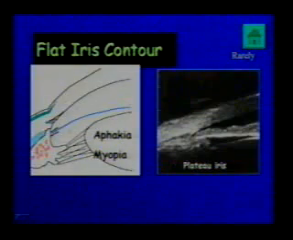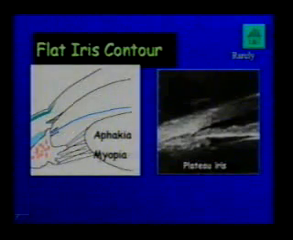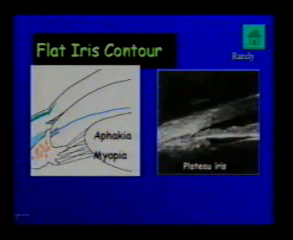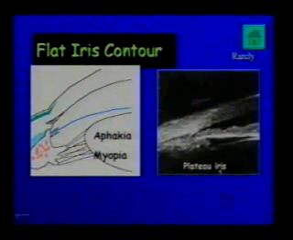Flat iris, we can see it in cases of aphakia, where the lens has been removed, or myopic eye, axial myopia, where everything is shifted back because of a big size eye. Rarely, we can see flat iris contour in cases of plateau iris.